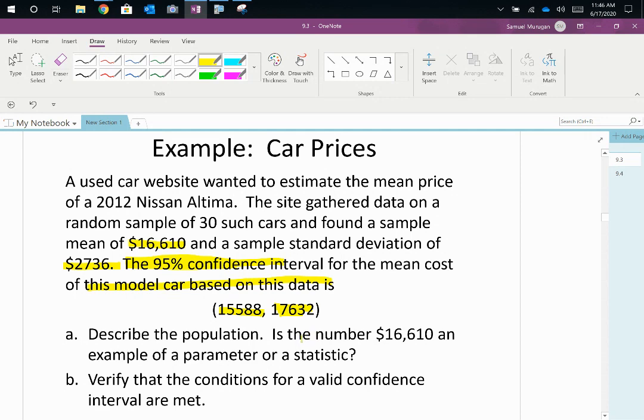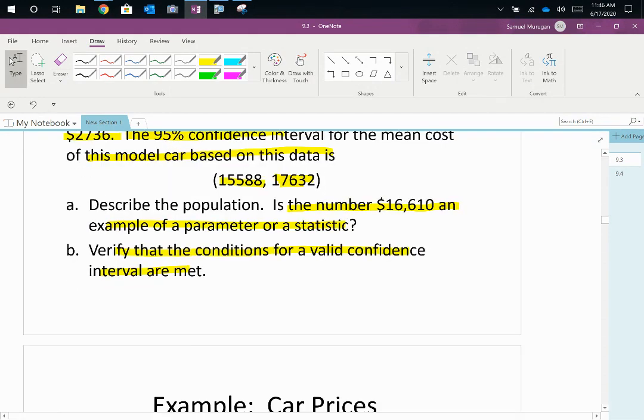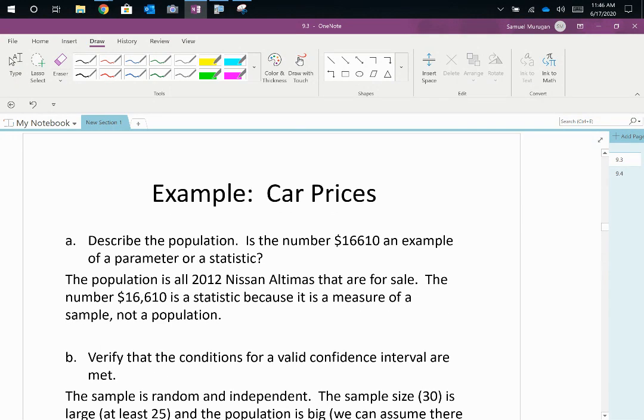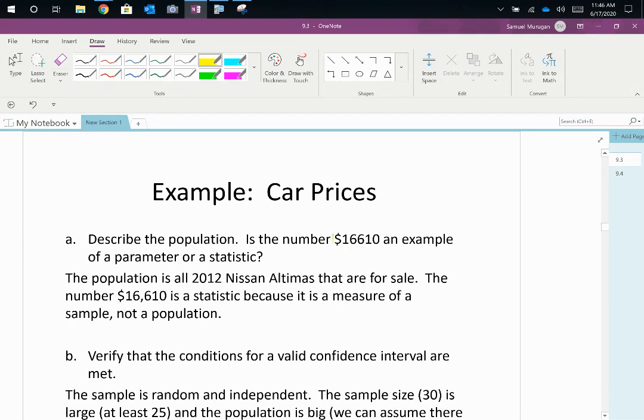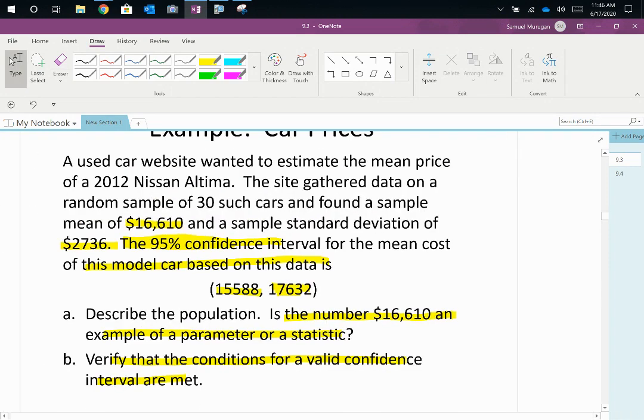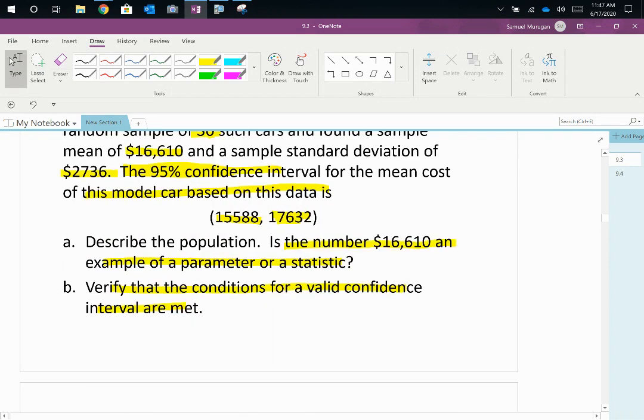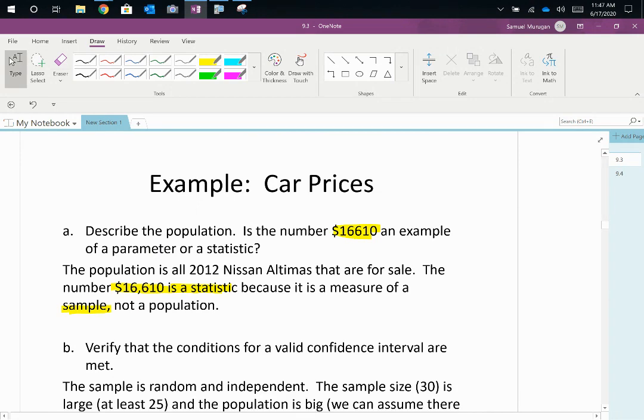Let's describe the population. Is the number 16,000 an example of a parameter or a statistic? And verify the conditions for a valid confidence interval are met. Still with the first question: is the number 16,610 an example of a parameter or a statistic? This number is a statistic because it's a measure of a sample. They're pulling it from a sample of 30 and not the entire population. It would be a parameter if it was the whole population.